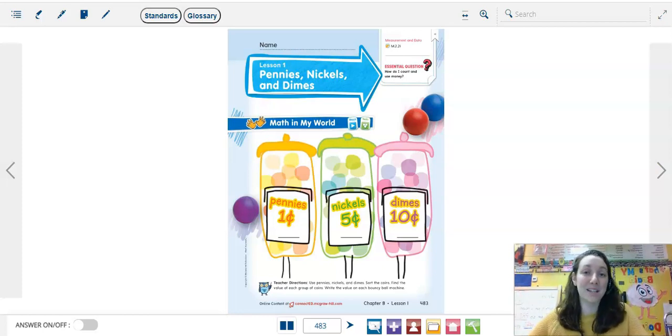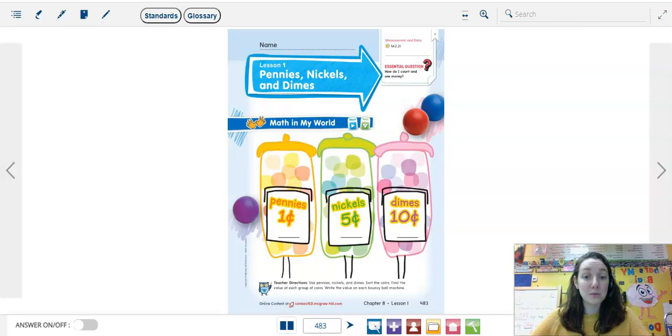It's all about money. So you did the introduction to the money chapter on Friday, and now you're working on lesson one, which is about pennies and nickels and dimes. We're going to work on how much those are worth and adding together and counting them especially, right? So open up to page 483 to follow along.